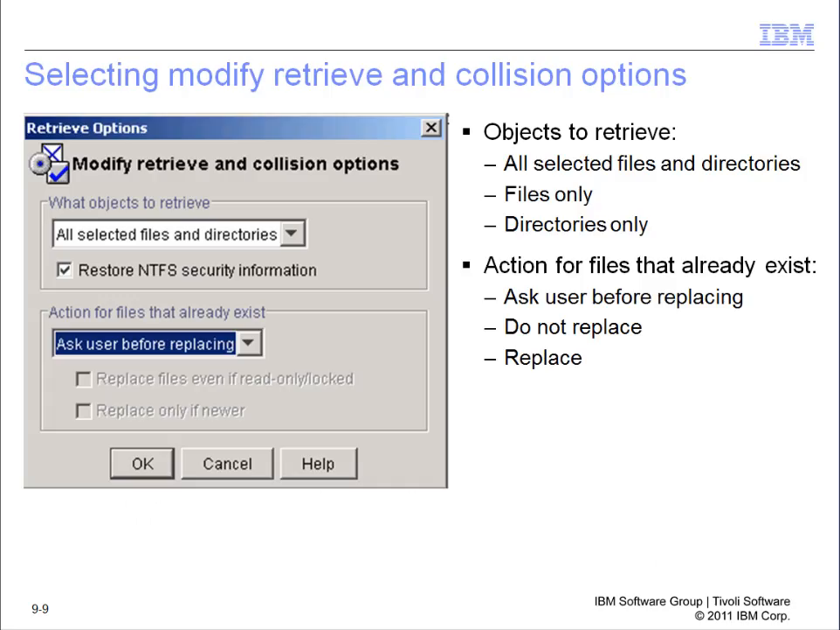When you're retrieving, you might have what's called a collision option. This is where the file already exists and you're retrieving it. In the What Objects to Retrieve menu, you can select All Files and Directories, Files Only, or Directories Only. And when the file already exists, you can ask the user before replacing, do not replace or replace, however you select it here.